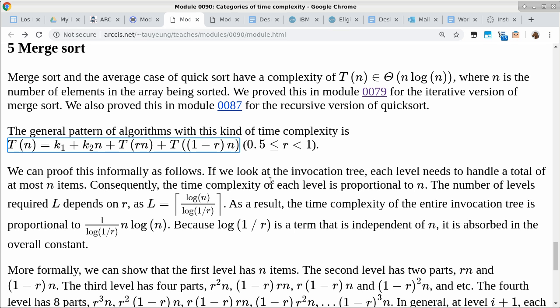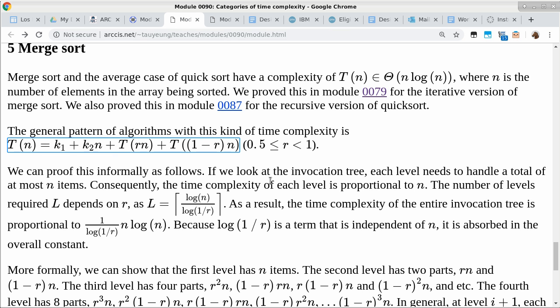So together, T(Rn) and T((1 minus R)n) take care of the recursive calls. So there are two recursive calls, each one taking care of one portion of the original problem. But when you add up the two subproblems, they basically add up to the original problem. Is that okay? So the split doesn't have to be constant. It doesn't have to be half and half. It can be 1/3 and then 2/3. It can be 2/5 and 3/5 and so on. As long as they just add up to the whole, it's going to be okay. Is that okay? All right.